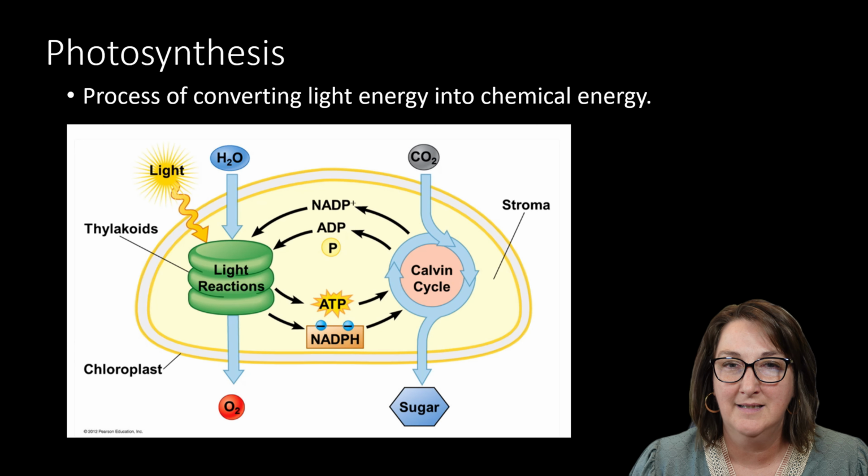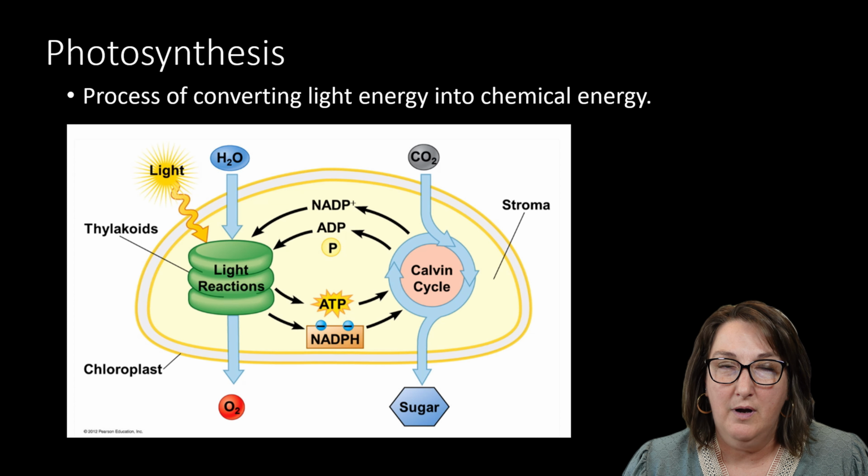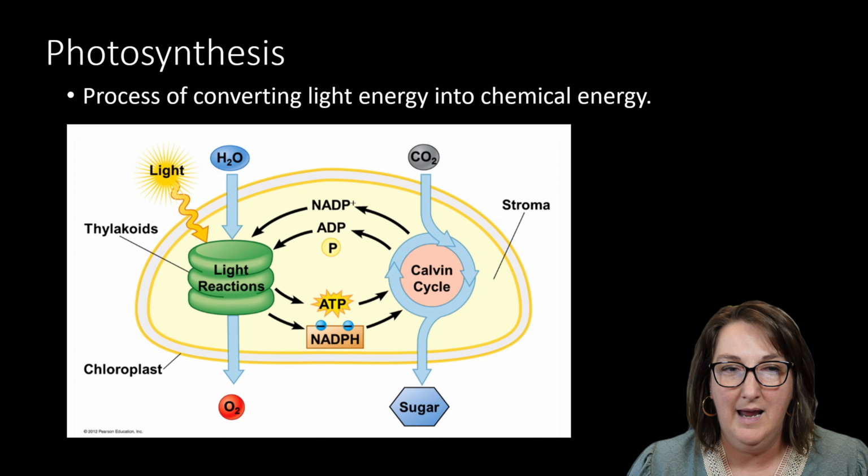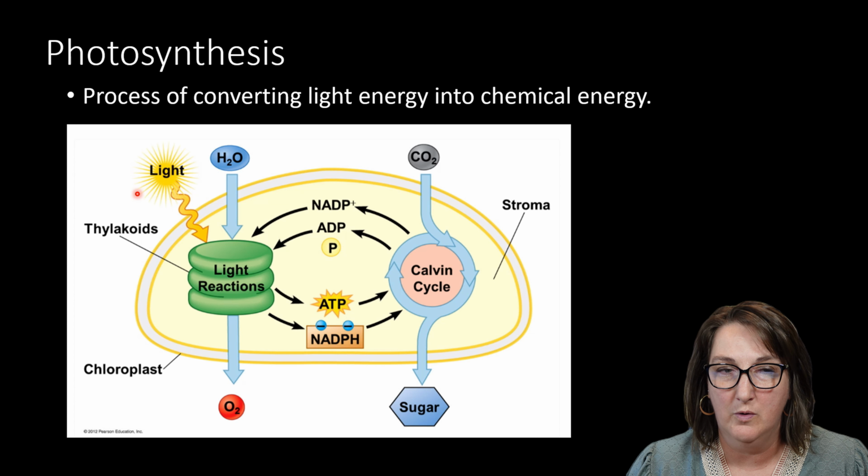So photosynthesis is the process of converting light energy into chemical energy, and I have two different processes that happen. I have what's called the light dependent part. I need light to get this started. Plants cannot live in a dark room. They have to have light. So I have to have light come in to start it.